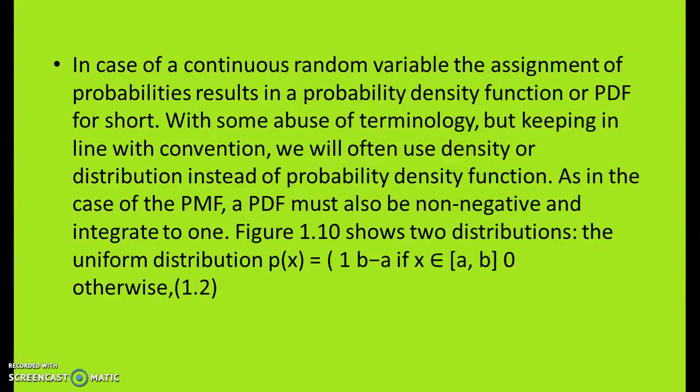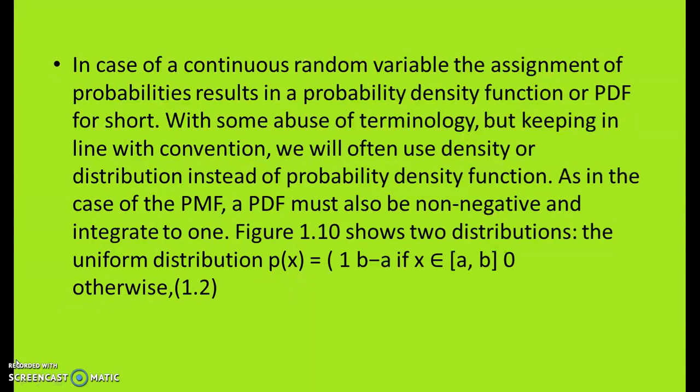In case of a continuous random variable, the assignment of probabilities results in a probability density function, or PDF. It's called probability density function, for short. So with some abuse of terminology, but keeping in line with the convention, we will often use density for distribution instead of probability density function. In this probability density function is where we have the probabilities resulting in various assignments.